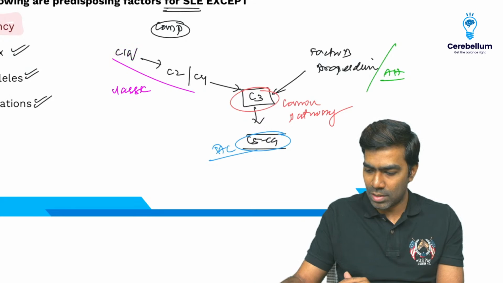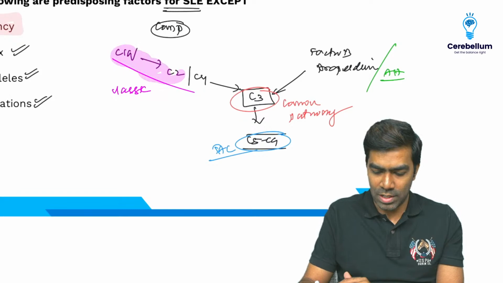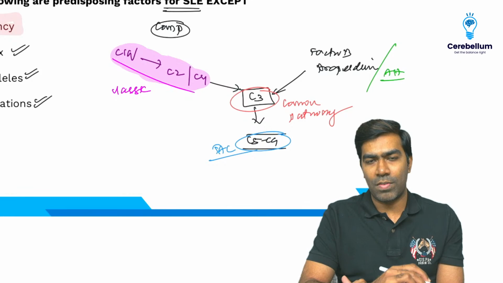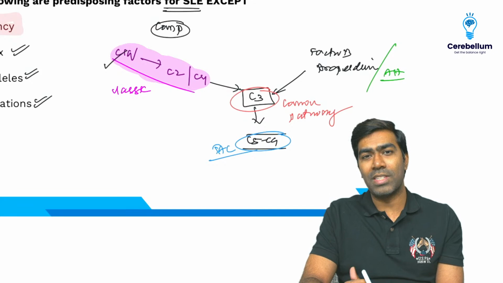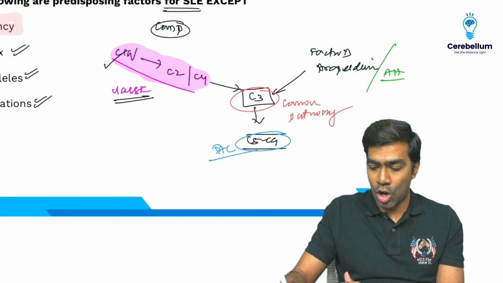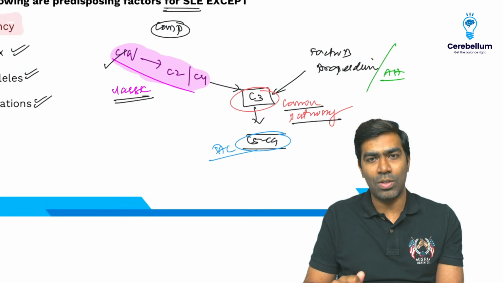Especially the C1Q deficiency and C2, C4 deficiency. This is the one that's going to result in development of SLE. So deficiencies of classic complement, especially early classic complements like C1Q or probably C4, to some extent C2. These are the ones that are related to SLE, not deficiencies of common pathway C3. This is not related to SLE development.